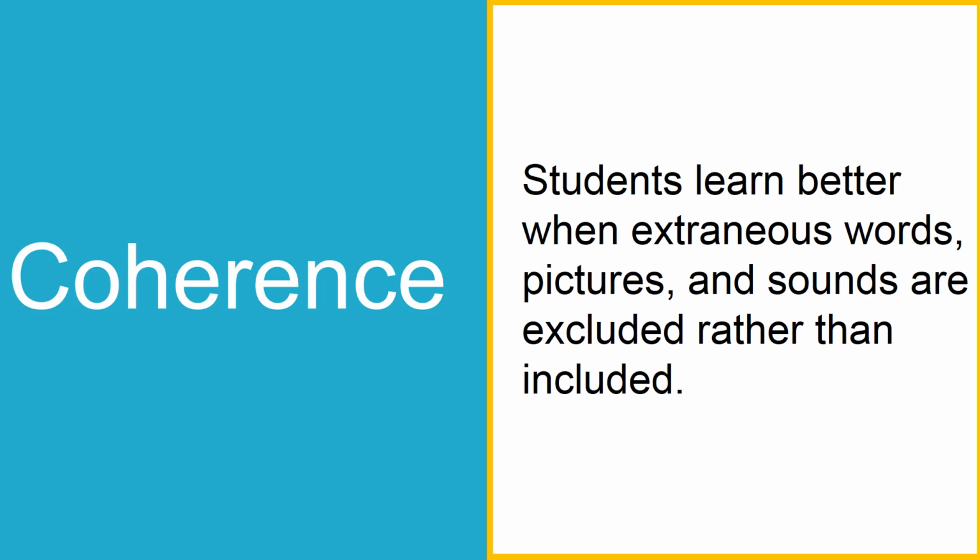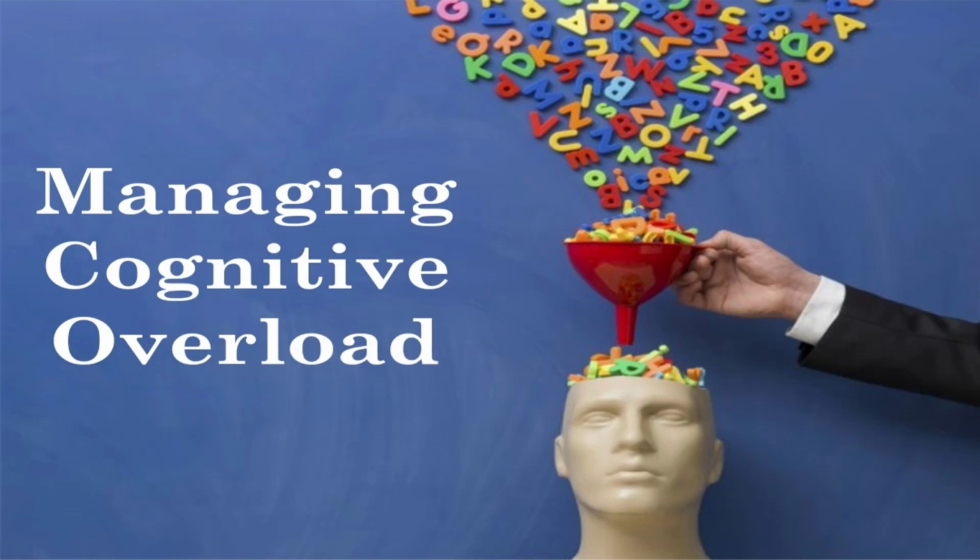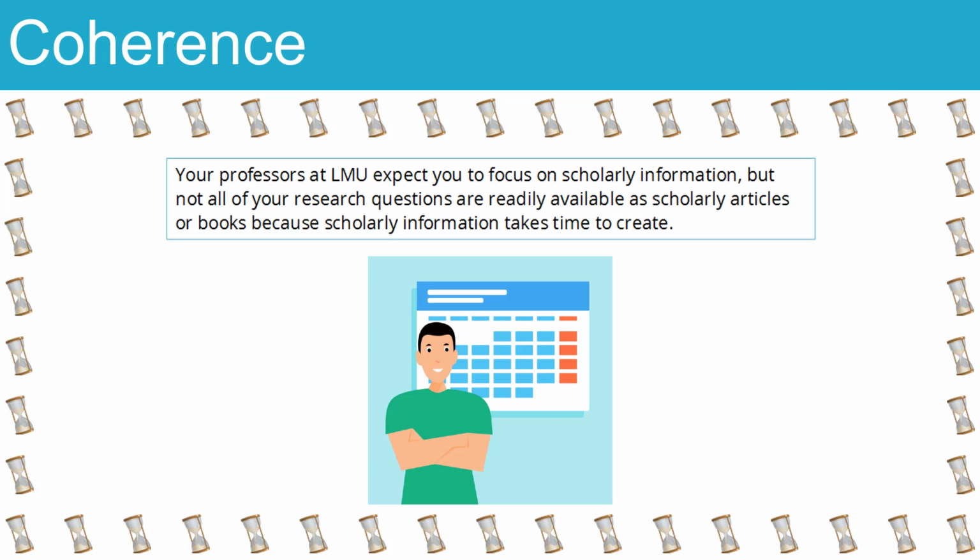That brings us to our second principle, coherence. Students learn better when extraneous words, pictures, and sounds are excluded rather than included. And that goes back to managing cognitive overload. The filter is taking out anything that isn't necessary. Let's look at an example. Take a second to read this slide.